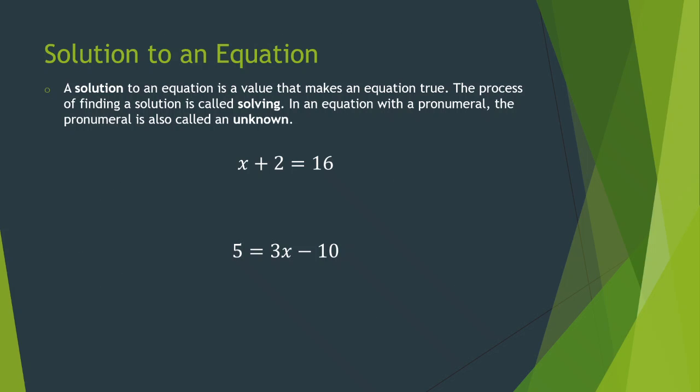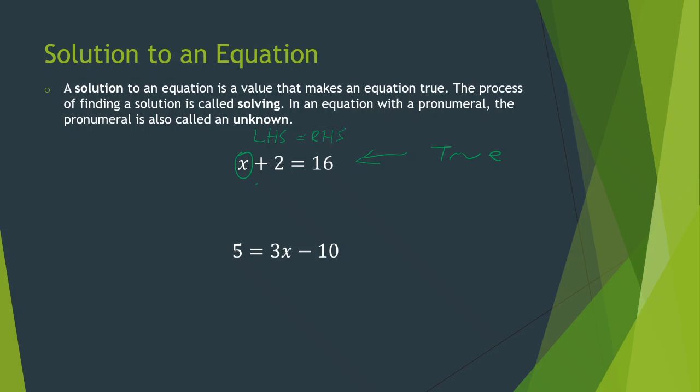We're going to spend a lot of time after this exercise working out different ways to find the solution to an equation. And a solution to an equation is where we find a value that makes this equation true. So for example, here, we want to find what value of x makes this equation true. Okay, and there's going to be a whole heap of techniques that we're going to learn. The process of finding a solution is called solving, okay, and that's what we're going to be doing. In an equation with a pronumeral, like x, the pronumeral is also called the unknown. So here we need to find out what value of x makes this statement true. What makes the left-hand side equal to the right-hand side?